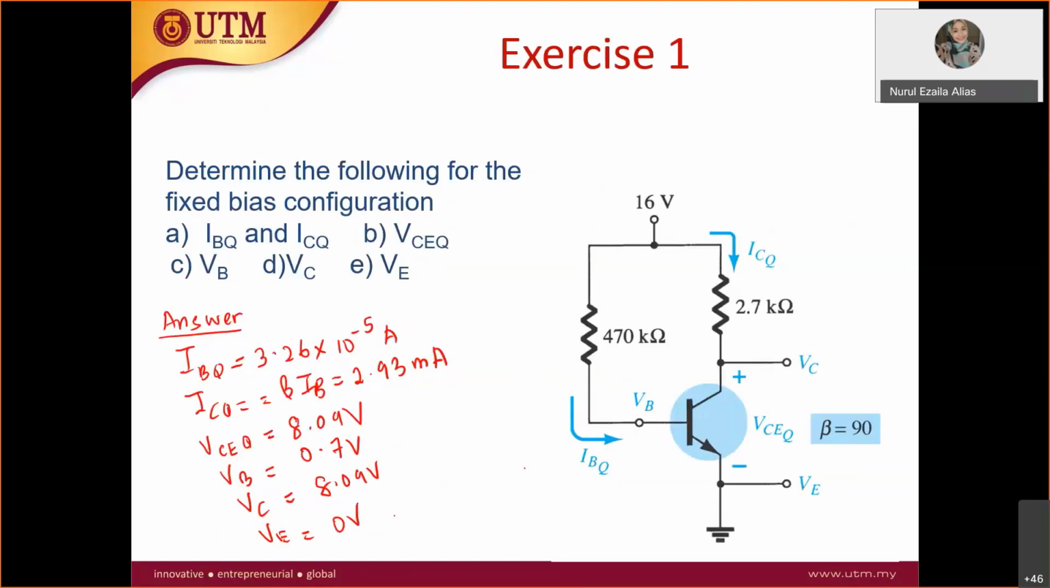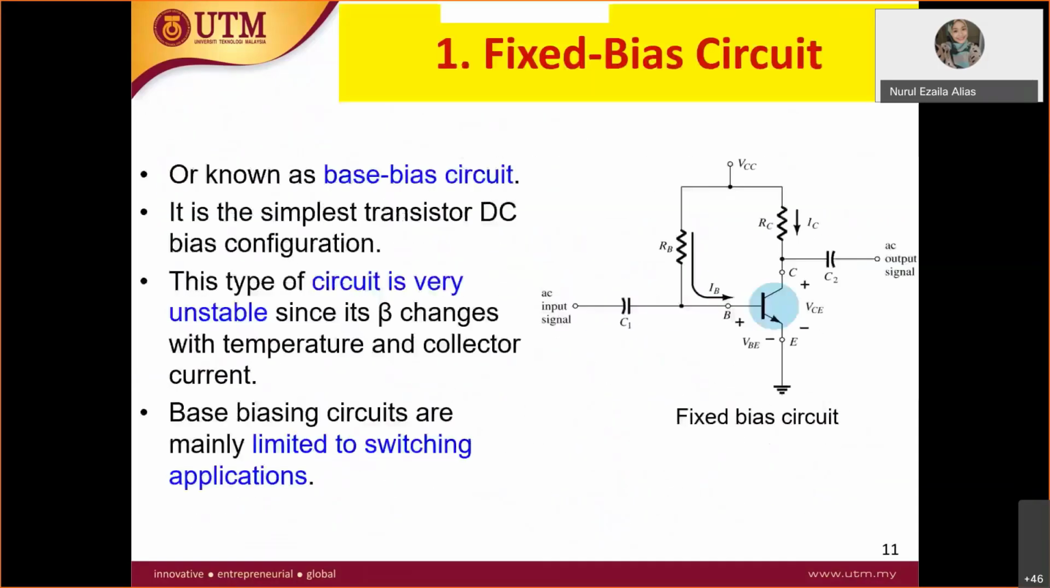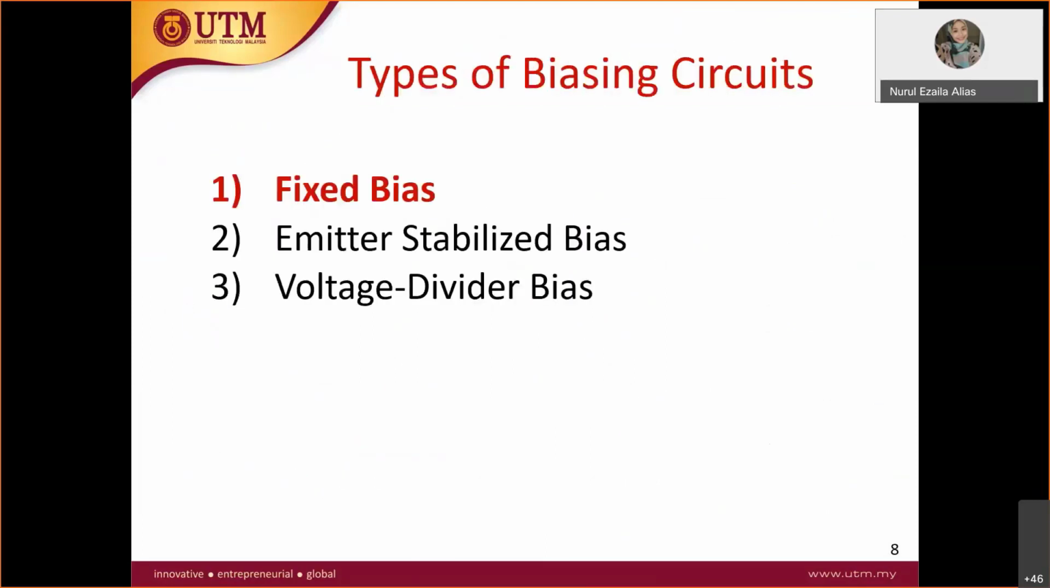However, since we have 3 types of biasing, you have fixed bias, emitter stabilized bias, and voltage divider bias. Of course, emitter stabilized bias is better than fixed bias, and voltage divider bias is better than fixed bias and emitter stabilized bias. So this configuration becomes more and more stable.